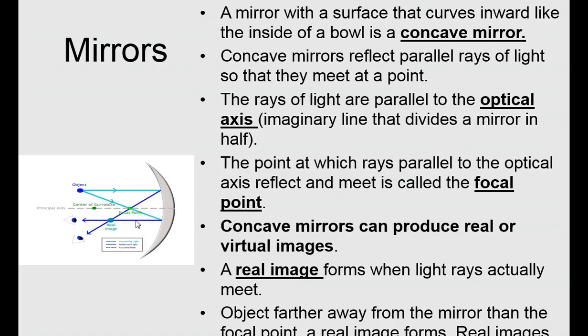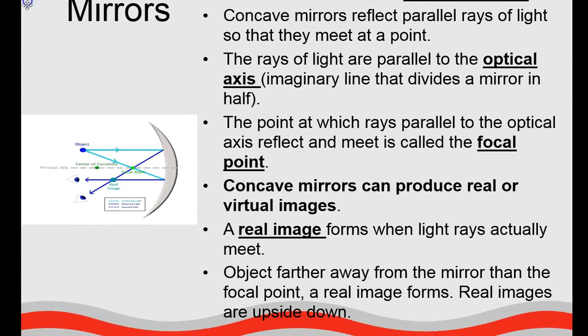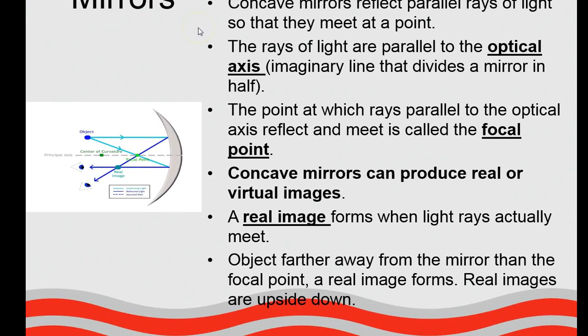Concave mirrors can produce real or virtual images. A real image forms when light rays actually meet. And we know a virtual image is not really there. Objects farther away from the mirror than the focal point form a real image. Real images are upside down though, so that's what's different with concave mirrors than plane mirrors. They're upside down. Remember, plane mirrors were upright.